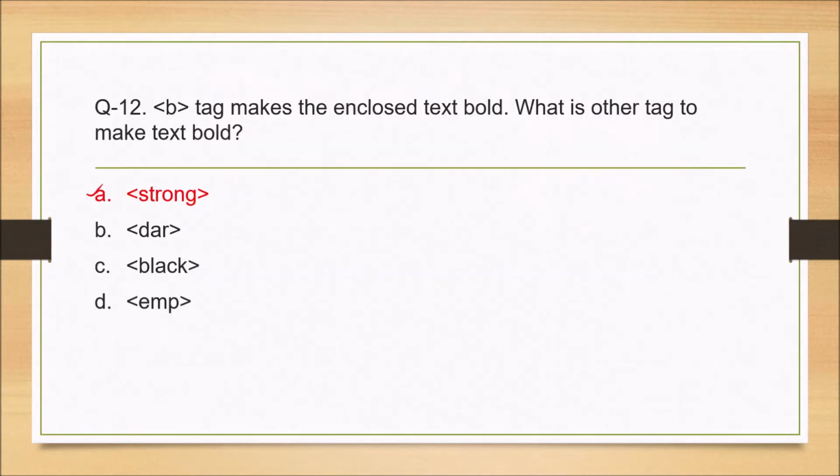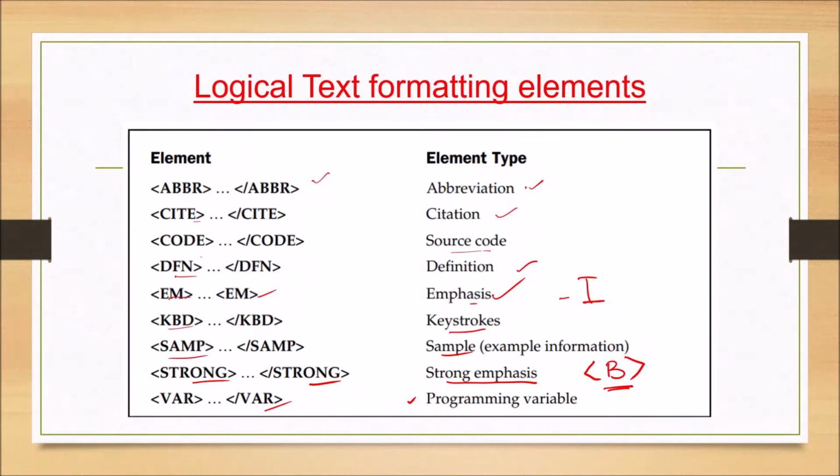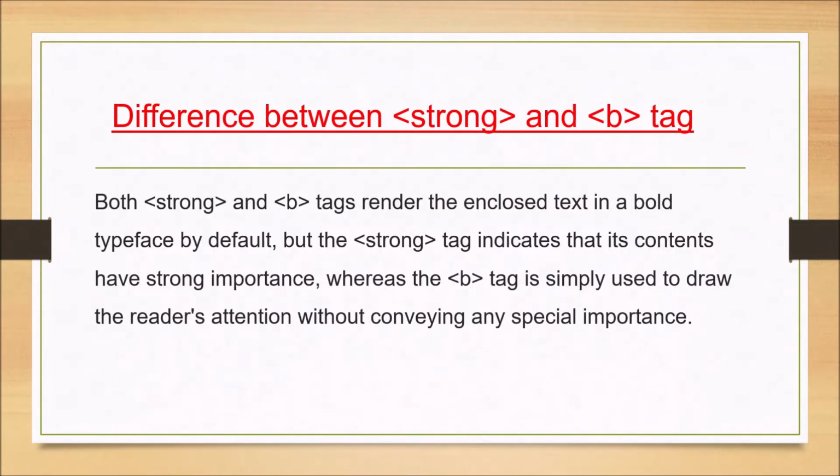So the question was, which other tag is similar to B tag? So the correct answer is strong tag. And there is a difference between strong tag and B tag. Let's understand the difference between these two.